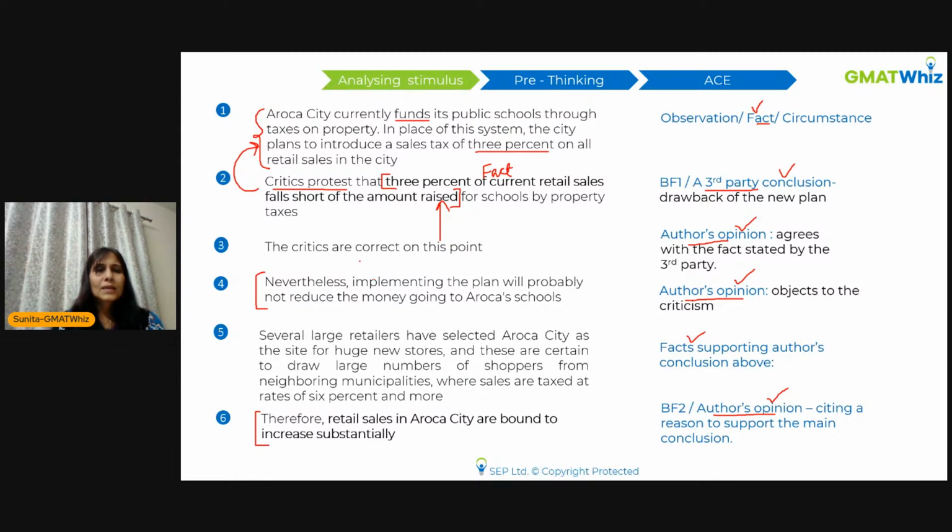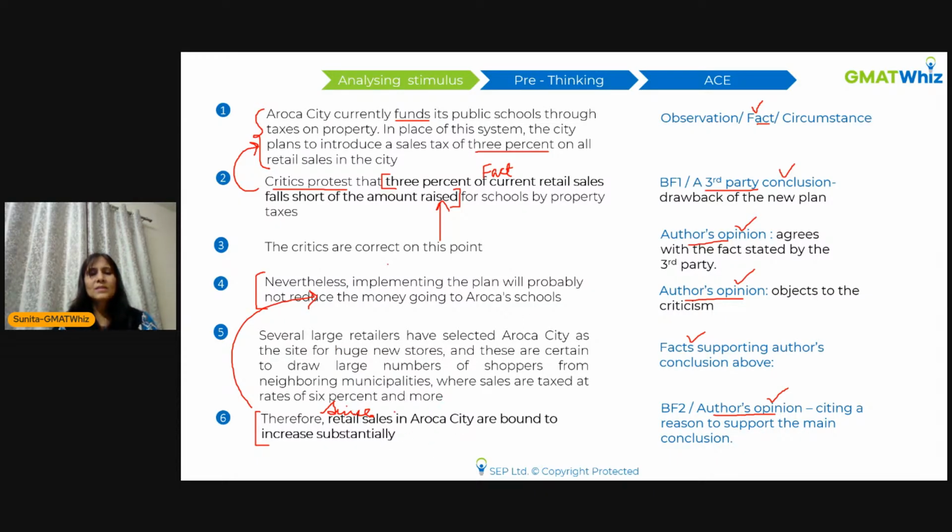All right. So you can apply since here. So since implementing the plan will not reduce the money, that is why the retail sales are bound to increase? No. All right. So this is not working. The since with the fourth statement is not working. All right. Let's apply since to the sixth statement. Let's say since retail sales are bound to increase, therefore implementing the plan will not reduce the money going to Aroka schools. This makes sense.